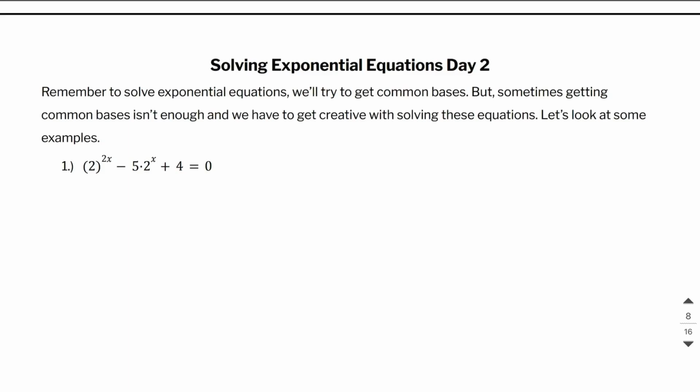Hi everyone, this note is on solving exponential equations and this is day 2. Just a reminder that when we're trying to solve exponential equations, we'll try to get common bases, but sometimes getting common bases isn't enough and we have to get creative with solving these equations. So today we're still going to get common bases, but we're going to get creative with our common bases. So let's take a look at some examples.